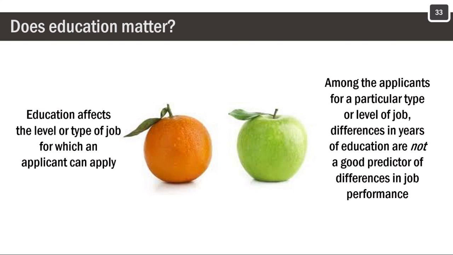For example, for a typical blue-collar job, how many years of education would you normally get among the applicants? Between 9 and 12. The predictive validity of 0.10 means that the average job performance of those with 12 years of education will be only very slightly higher than for those with 9 or 10 years.